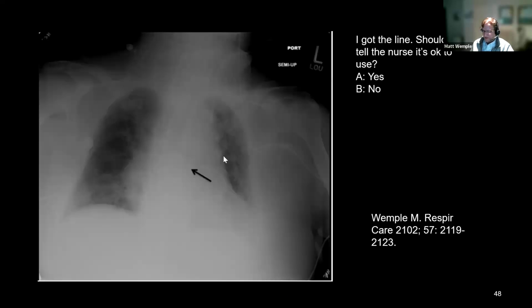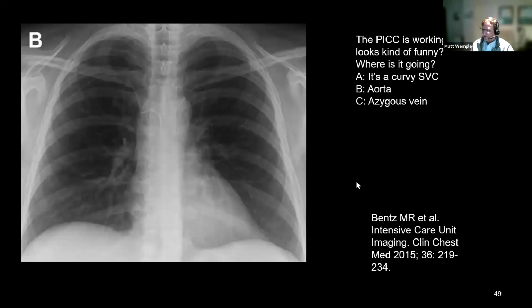But I would definitely be talking to my attending before I would use this line, and we did some troubleshooting. Andy Lux was my attending, and we ended up publishing this line placement in a journal to talk about the issues, or this anomaly. But yeah, it's going in the wrong direction for a normal patient. Okay, where this PICC line was placed, it's working, but it looks kind of funny. Where is this one going?